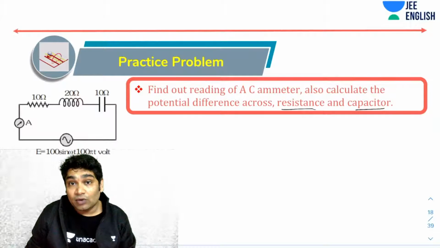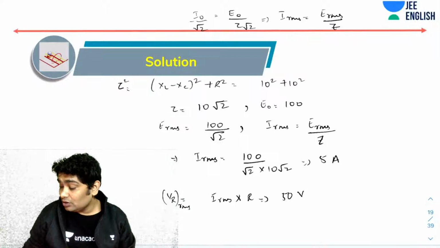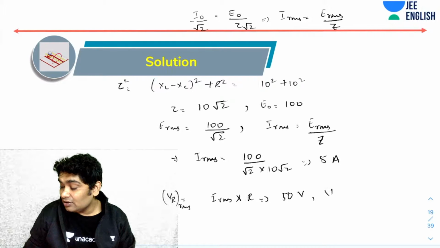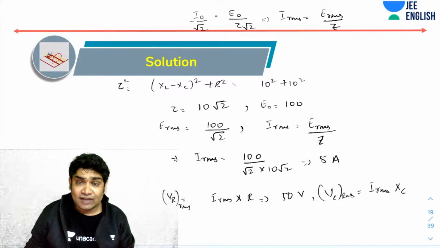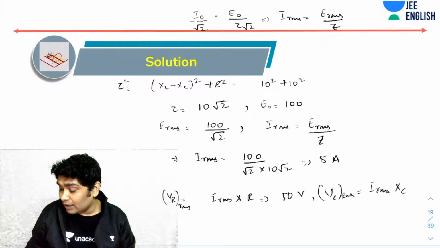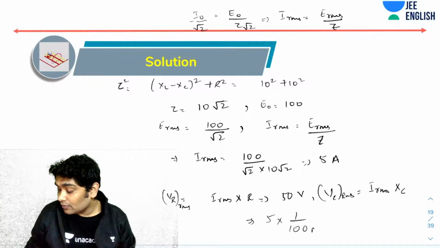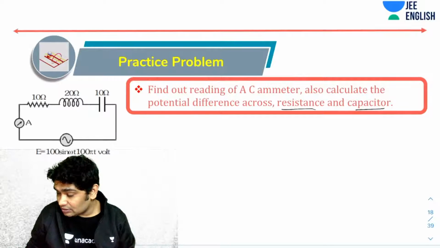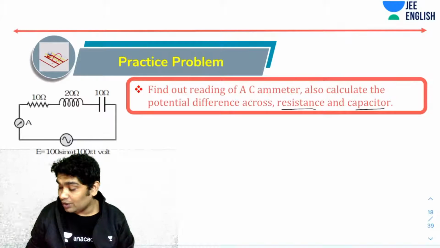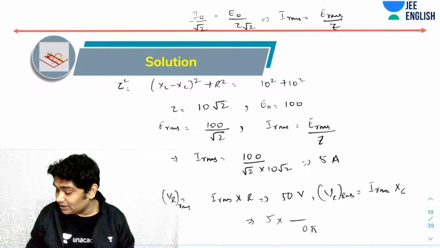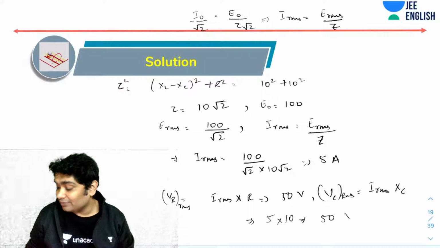Similarly, what about the capacitor? VC RMS would have been IRMS times XC, right? XC is 1 over omega C. So IRMS I already calculated as 5, into 1 over omega. Omega was 100 pi, and C was... okay, so XC has been given to me as 10. So I will find that into 10. This would be 50 volt again.